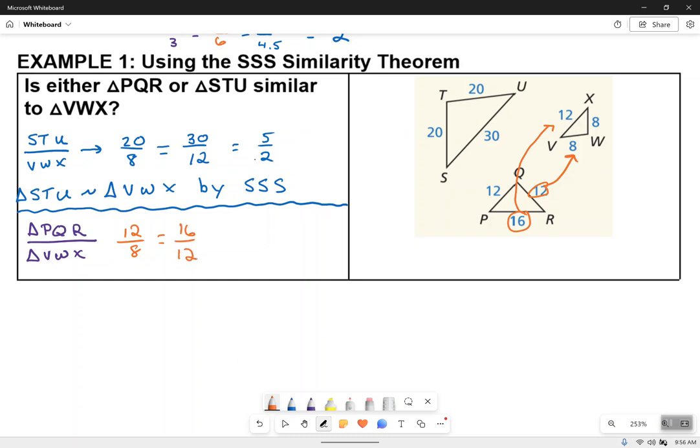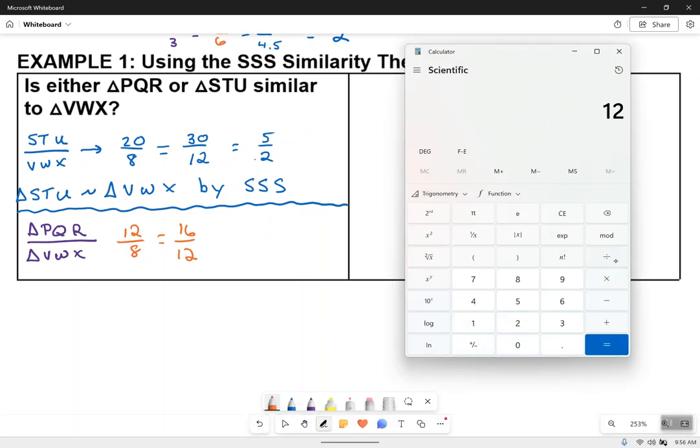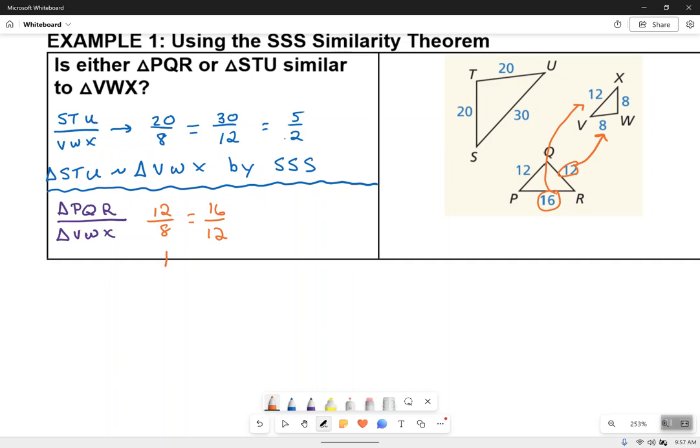Okay. Well, I'm going to divide these out just to see what I get. All right, if I go 12 divided by 8 here, kids, what do I get? If I go 16 divided by 12, what do I get? 1.3. Guys, 12 over 8 reduces only to 3 over 2. This reduces to 4 over 3. Same or different, kids? Different. Okay, so is triangle PQR similar to triangle VWX?